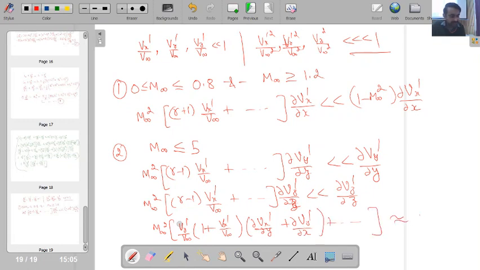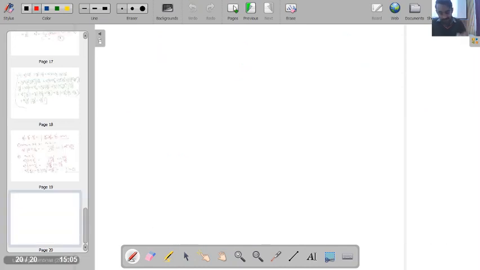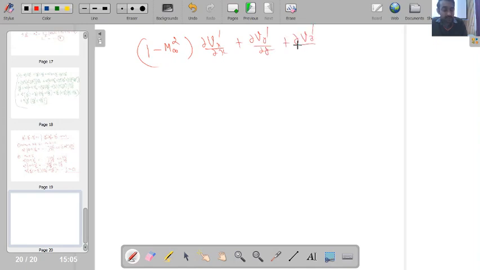This entire term will be nearly equal to 0. Okay, so once we put these along with these two conditions, these assumptions, what do I ultimately get? Ultimately I get 1 minus M infinity square into del Vx dash by del x plus del Vy dash by del y plus del Vz dash by del z equal to 0.